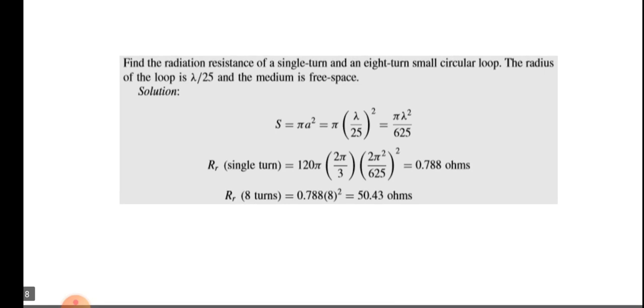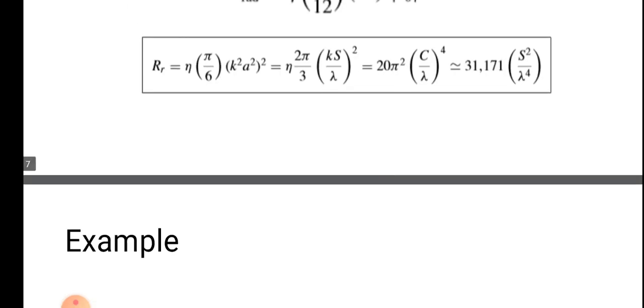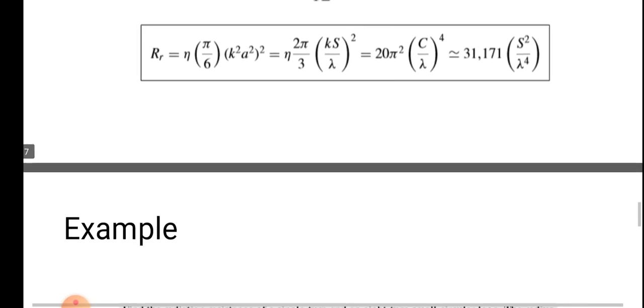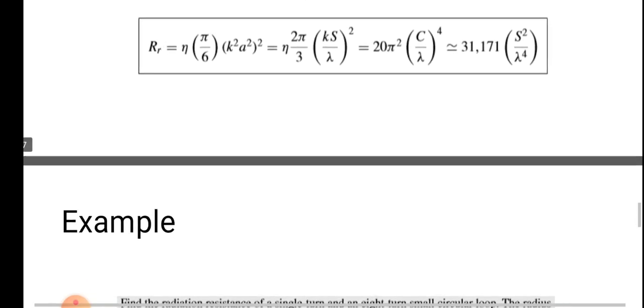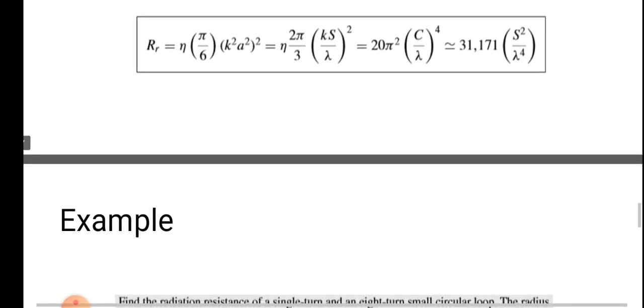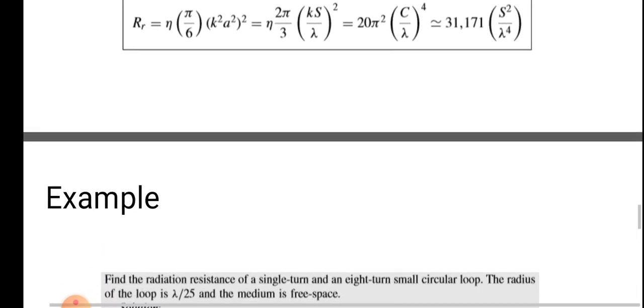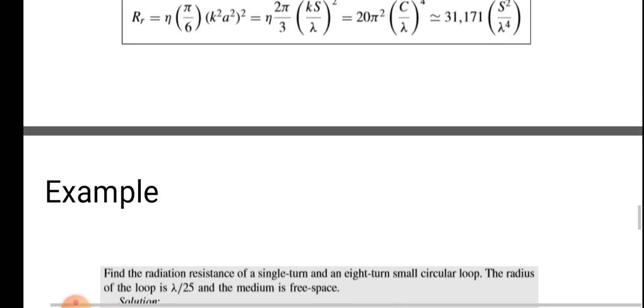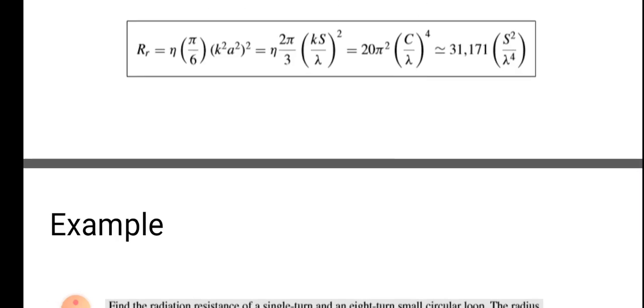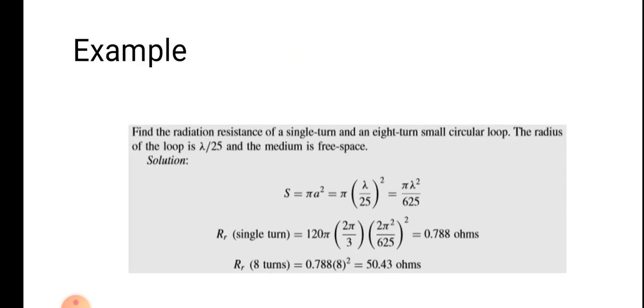The surface area of this loop is going to be pi a square. The radius is given as lambda by 25, so we can find out the area. Now we want to find out the radiation resistance for a single turn, so we can refer to the earlier formula. We have calculated the surface area, so we can use the last equation, because the area is in terms of lambda: 31,171 S square divided by lambda raised to 4.